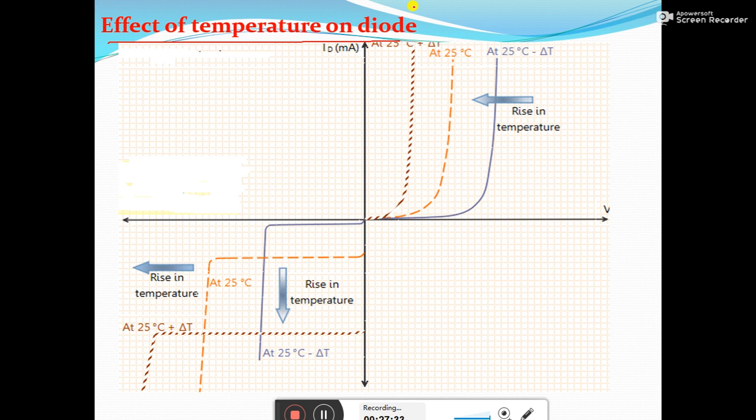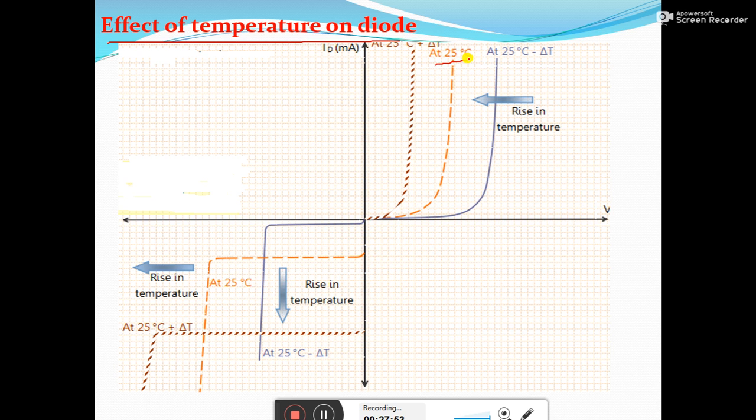Next, this is again a very important topic. What is the effect of temperature? Here you can note down 3 points. Very first point, as we can see here, this is the forward curve at a certain temperature, and this is the curve after an increase in the temperature.